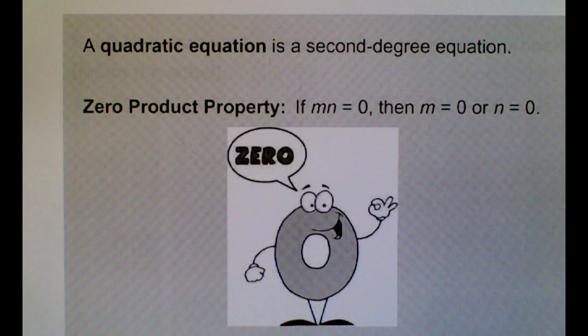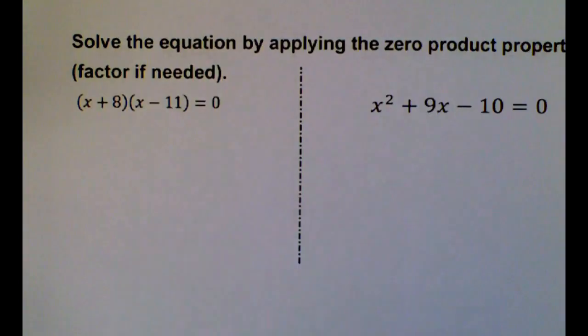Right, now we're going to dive straight into solving quadratic equations. A quadratic equation is a second degree equation. That means it has a squared term. The zero product property is our best friend here. If m times n equals 0, then m is 0 or n is 0. We'll look at how that works right now.